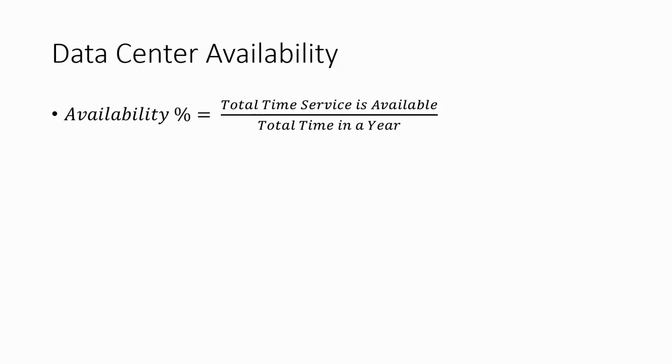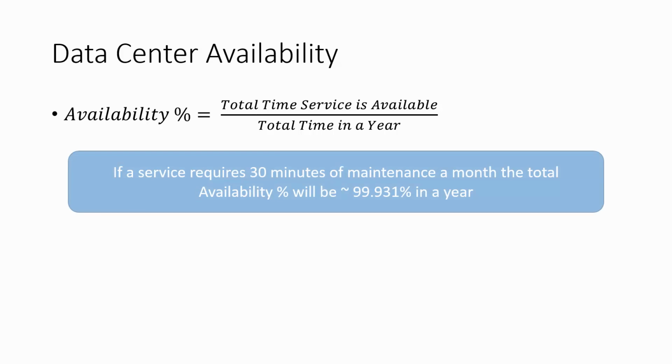The availability of a data center is simply the total time that a particular service is available divided by the total time in a year. As an example, if you have a service that requires 30 minutes of maintenance per month, then plugging in the numbers in the formula will give you the availability percentage, which is about 99.931% in a year.